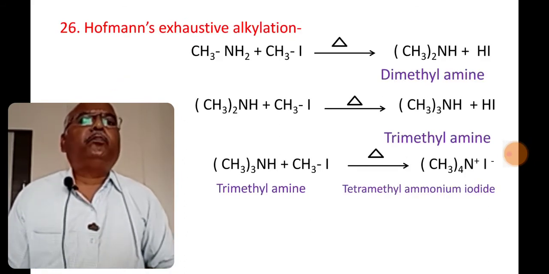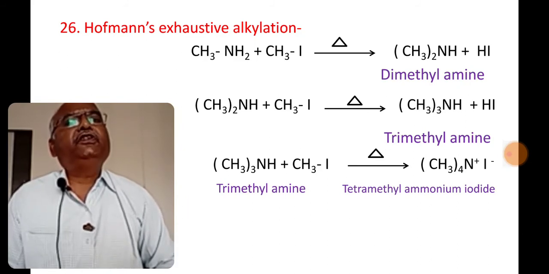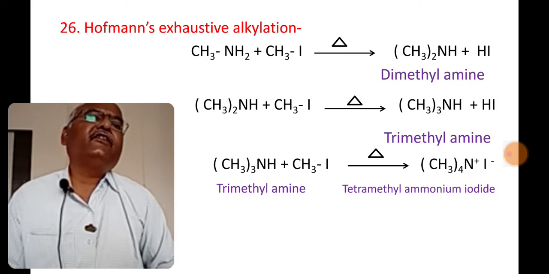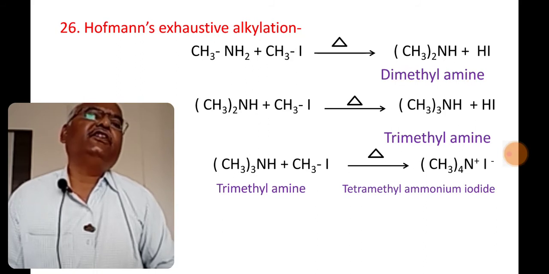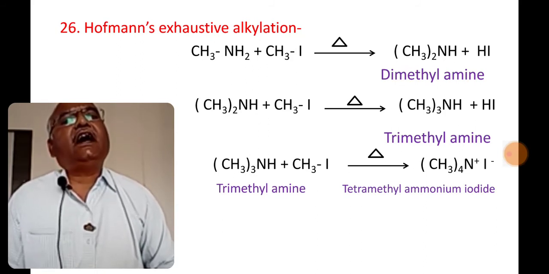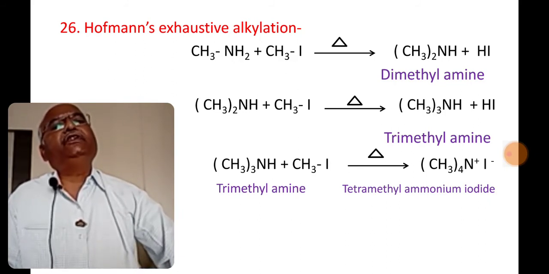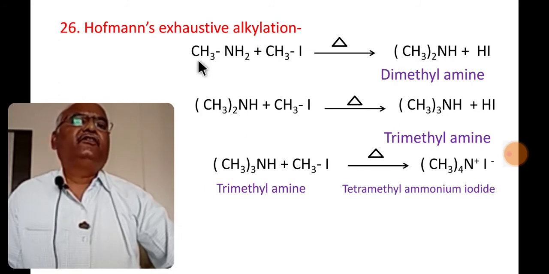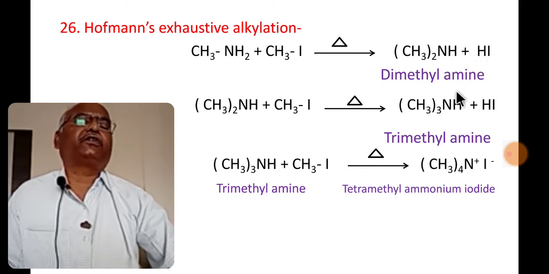Next, Hofmann's exhaustive alkylation. If methyl halide is used, it is known as methylation. If ethyl halide is used, it is known as ethylation. If alkyl halide is used, it is known as alkylation. I explained here methylation of methylamine. CH3NH2 reacts with methyl iodide. Hydrogen combines with iodine to form HI and dimethylamine is the product.